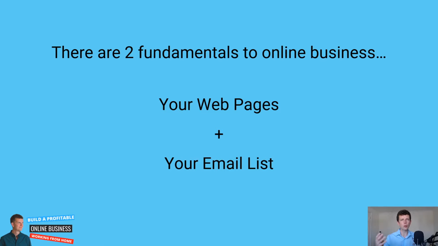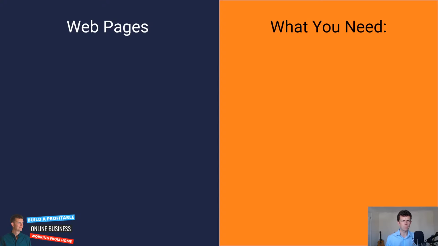A conventional, traditional business might have assets like machinery or a warehouse or vehicles. But we don't have that because we're virtual, we're online. So instead, those traditional assets are replaced by things like products, web pages, and most of all, the most important is your email list. Okay, so that's the basic way to think about this. So let's break it down in these 2 fundamentals.